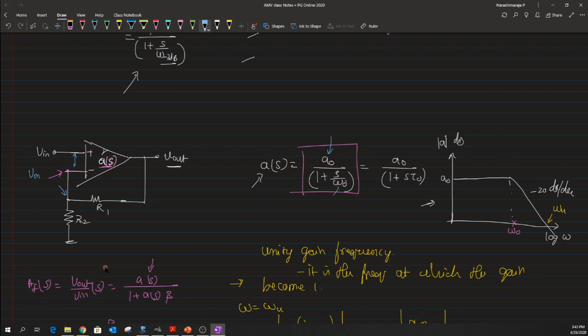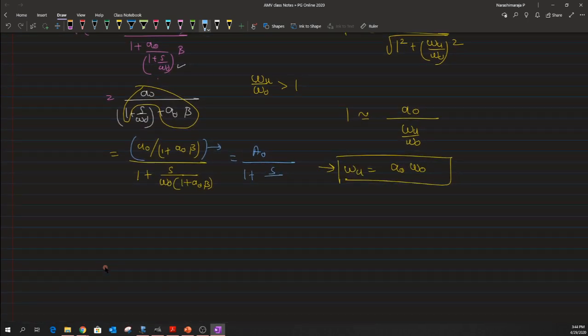Where omega naught was the frequency, or basically the 3 dB bandwidth of the open loop system, whereas here we also have a similar kind of notation. There is an s term, and under this s term we have, rather than omega naught, a huge quantity, which is omega naught multiplied by a huge factor, which is 1 plus a naught times beta. So let me write this quantity of omega naught into 1 plus a naught beta as omega c, to represent that this is nothing but the bandwidth of the closed loop system.